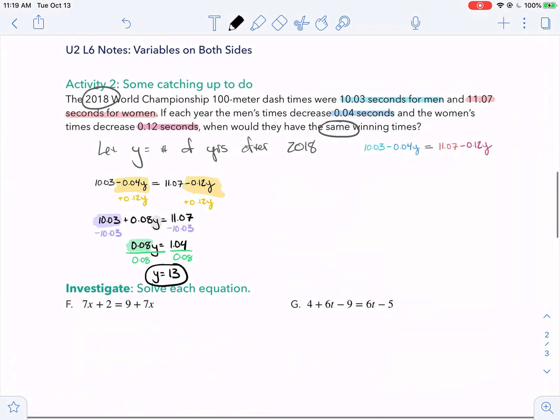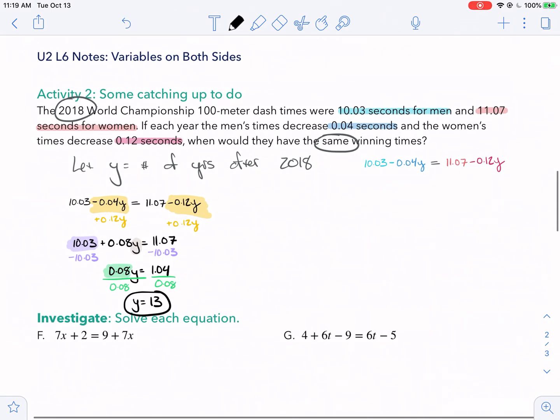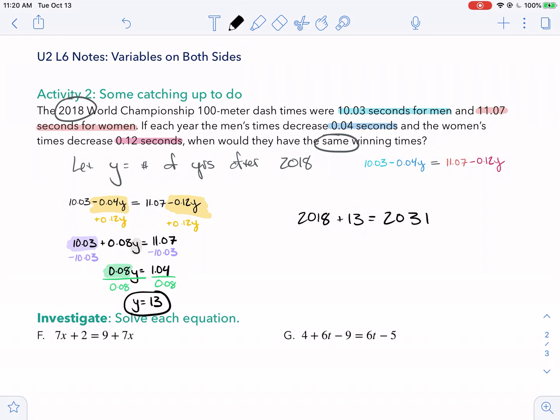Does that mean that they'll have the same winning times in year 13? No. We said y is the number of years after 2018. So we need to take 2018 plus 13, which gives us 2031. So in the year 2031, the women will catch up with the men. Okay, cool.